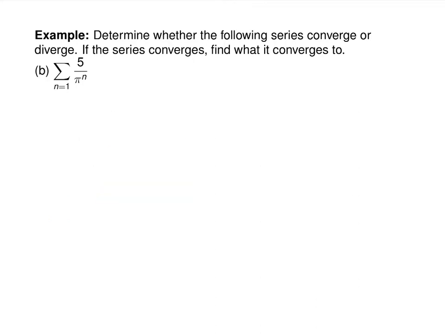Now this next one, we have the sum from n equals 1 to infinity of 5 over pi to the n. Okay, so first let's think about what this would look like. We have 5 over pi plus 5 over pi squared plus 5 over pi cubed, etc. The first problem I have is that this series begins at 1, and if I want to apply a geometric series formula, it has to begin at 0. So we'll say sum from n equals 0 to infinity.